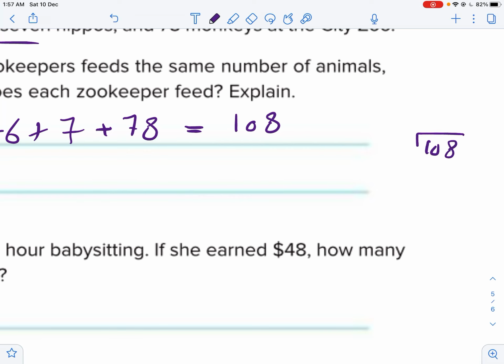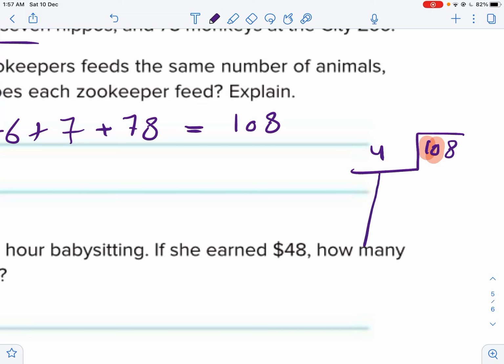108 divided by 4. Now, let's take the first number, which is the 1. The 1 is less than the 4, so I can't take it alone. I will take the second number with it, which is the 10. The 10 is bigger than the 4, okay, then we are ready.